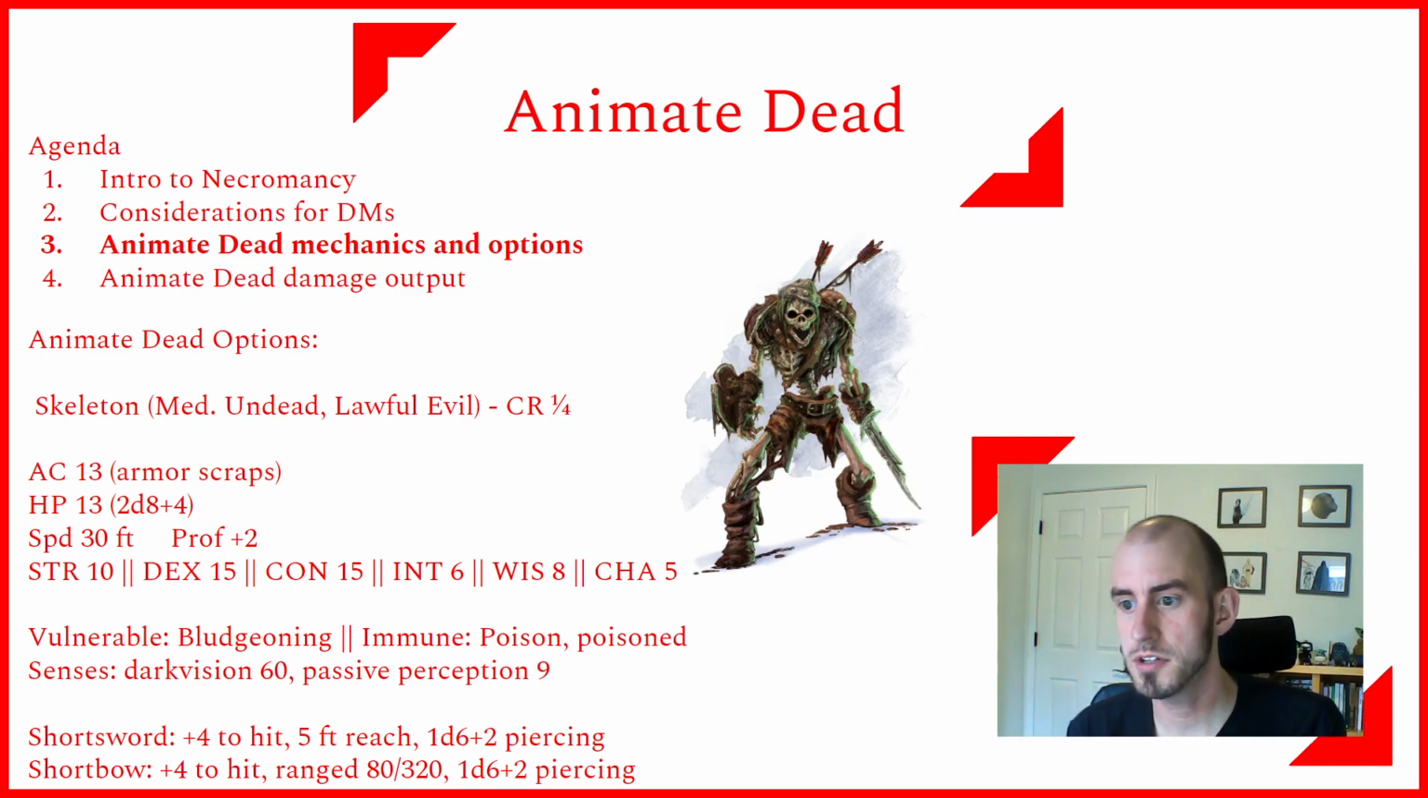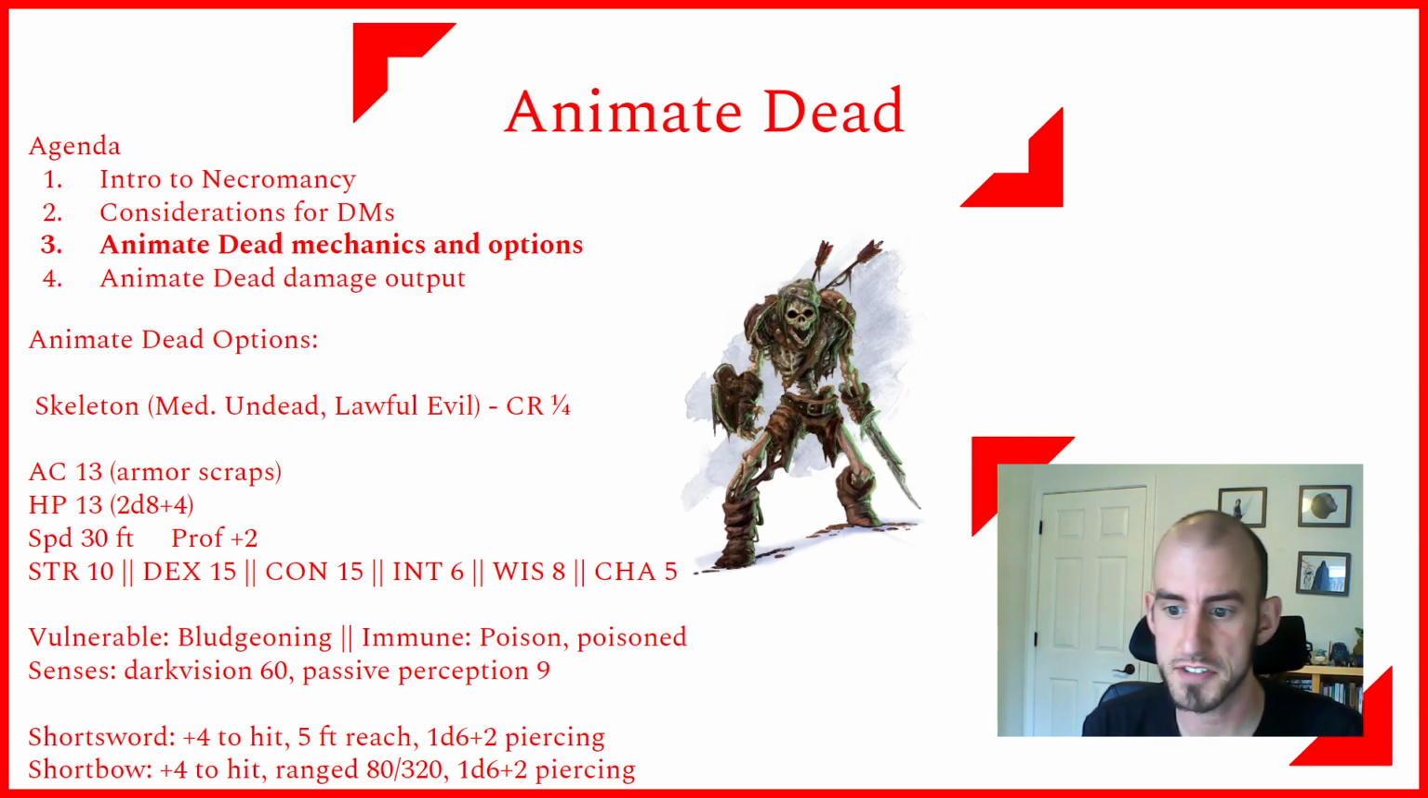The first option, and in my opinion the best, is the Skeleton. This is a CR 1/4 creature raised from a pile of bones. They have an armor class of 13, and they come with armor scraps, and they have 13 health, which is 2d8 plus 4, and a speed of 30 feet. We can infer that their proficiency modifier is +2 from their stats. They have a strength of 10, a dexterity of 15, a constitution of 15, an intelligence of 6, a wisdom of 8, and a charisma of 5.